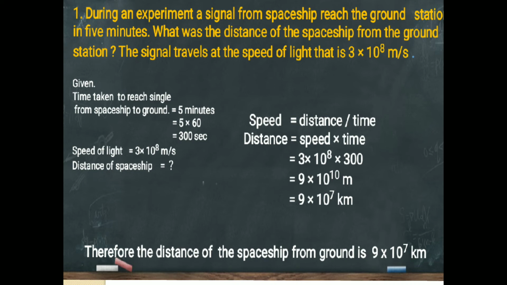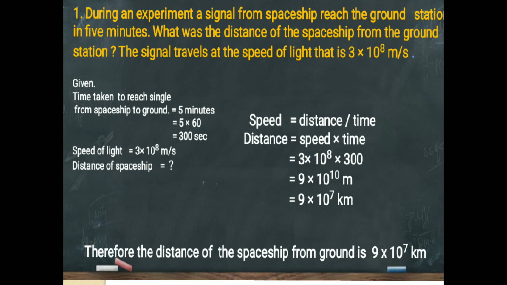First, write what is given: time taken for the signal to reach the ground from the spaceship, t is equal to 5 minutes. This you have to convert into seconds because the speed is given in meters per second. See, while doing sums, these conversions are very important. 5 minutes converted into seconds becomes 300 seconds, because 1 minute is equal to 60 seconds, so 5 into 60 is equal to 300. Speed of light is 3 into 10 to the power 8 meters per second. We need to find the distance.